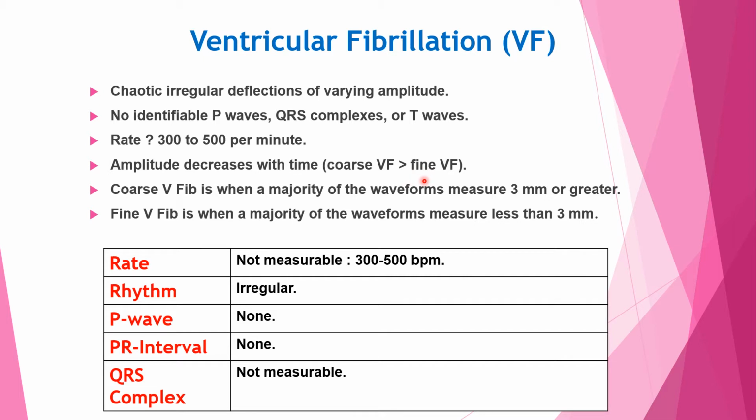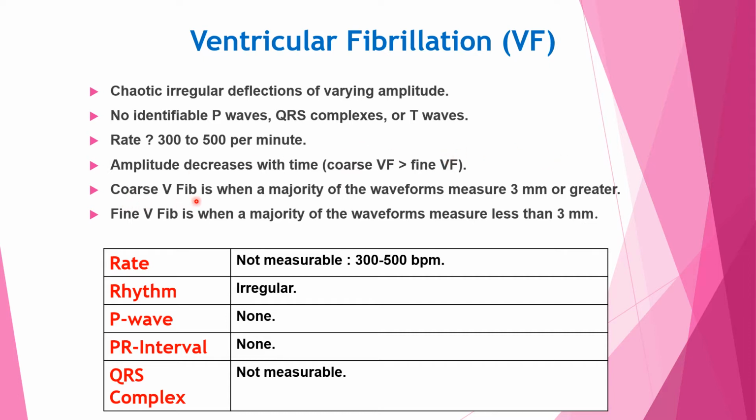I will give you an example. If a patient has an MI, myocardial infarction, and then develops cardiac arrest because of VF, usually the VF will be coarse at the beginning. Then, with time, it will go to fine VF, then asystole if there is no management. Okay? We start with coarse, then fine, then asystole.